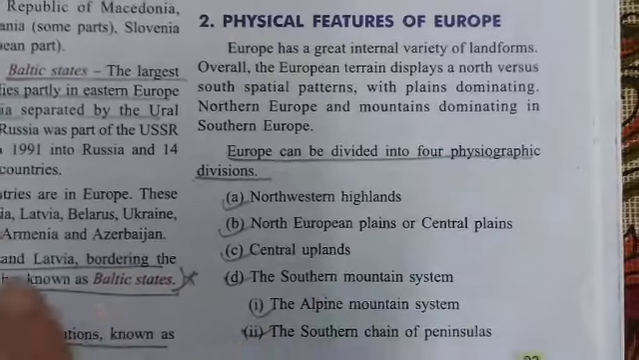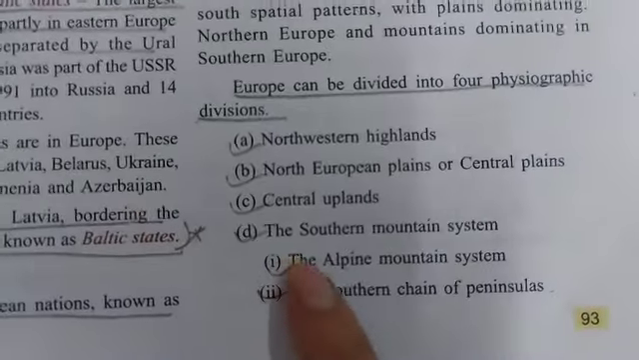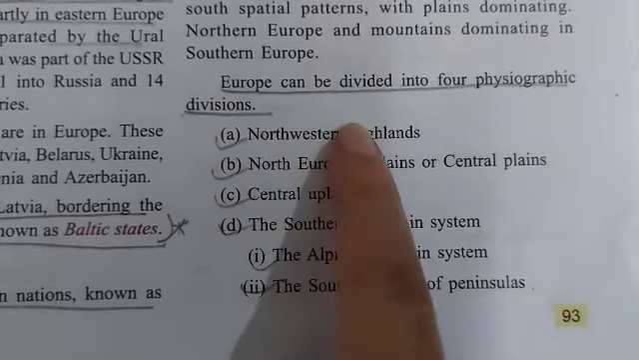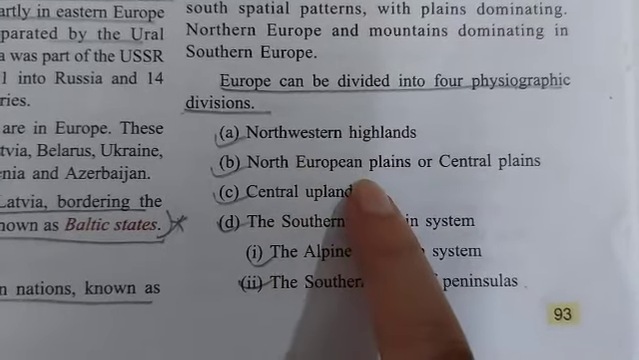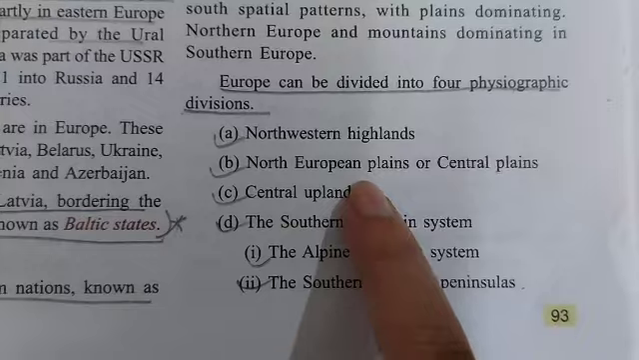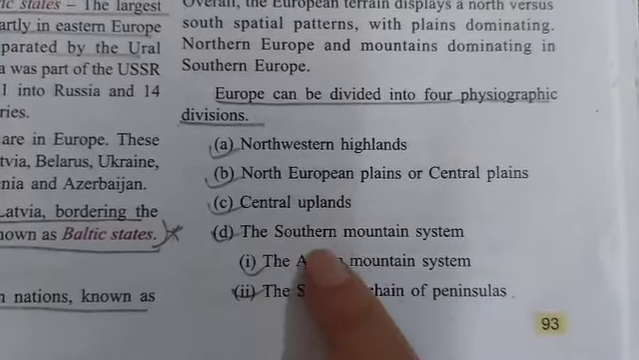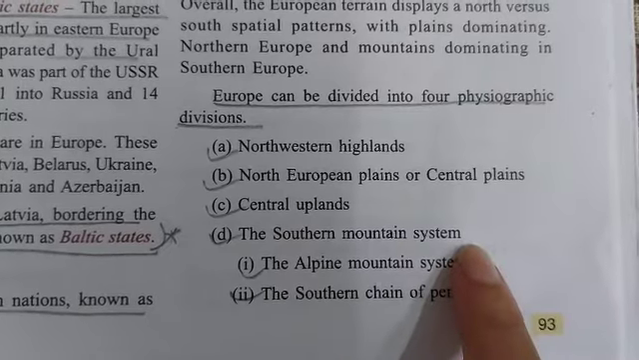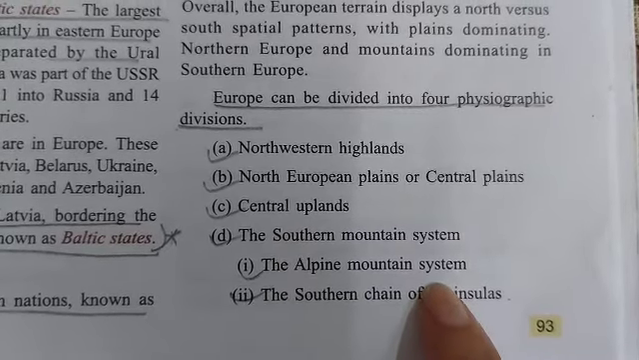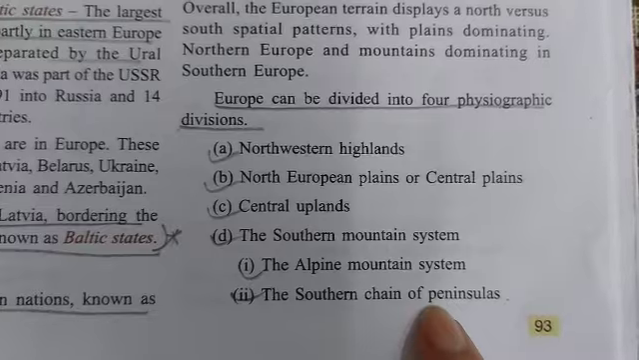Based upon that, there are four physiographic divisions of Europe. First one is the Northwestern Highland, second is the North European Plain or Central Plains, third is the Central Uplands, and fourth is the Southern Mountain System, which is subdivided into two: the Alpine Mountain System and the Southern Chain of Peninsulas.